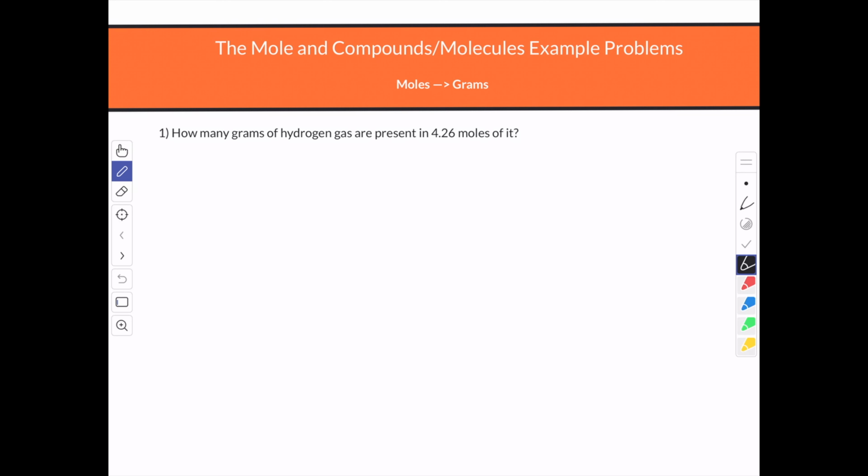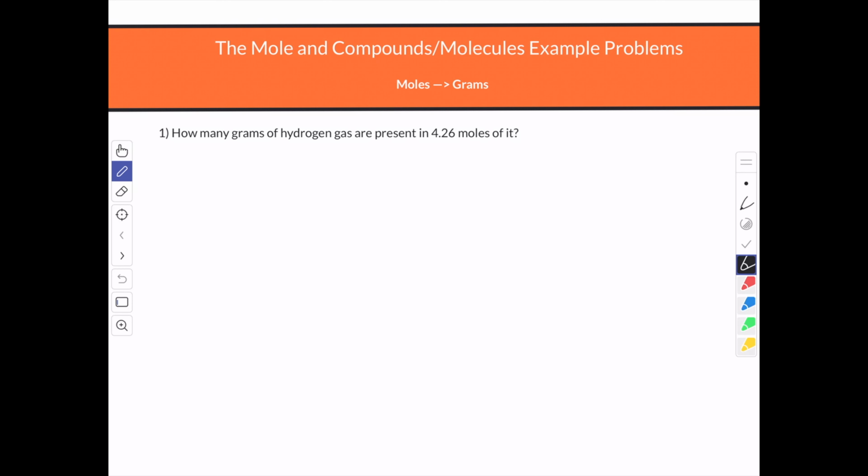So the first type of conversion that we're going to do is a conversion between the moles of a substance and the grams of a substance, where our substance, in this case, instead of being just an element, is actually going to be a molecule as well as an element. I'll show you what I mean. So our question says, how many grams of hydrogen gas are present in 4.26 moles of it?